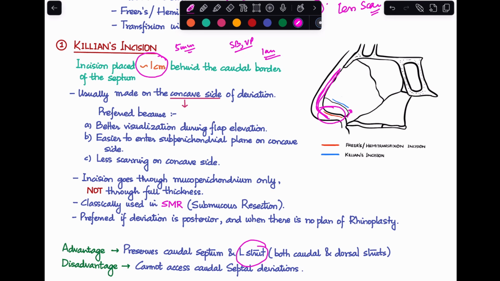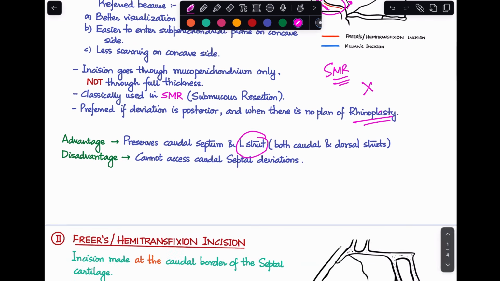because of three reasons. First of all, there is better visualization during the time of flap elevation. Second, it is easier to enter the subperichondrial plane on the concave side. And thirdly, there is also less scarring when you go from the concave side. And this is the classical incision that we use in case of SMR, and we cannot combine it with rhinoplasty. So that's our first incision.